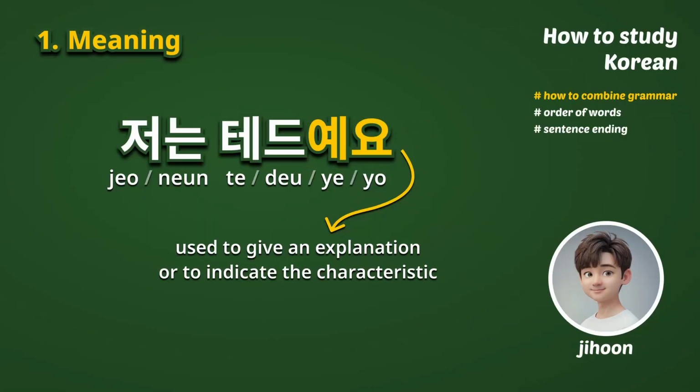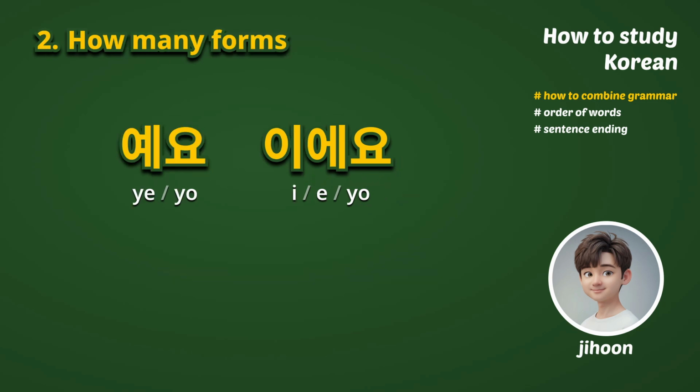Let's look at this sentence again. 예요 is used to give an explanation or to indicate the characteristic. And this grammar is given in two different forms. The first one is 예요. The other one is 이예요. You will have to figure out which one to use in your sentence. And that is the combination rule.